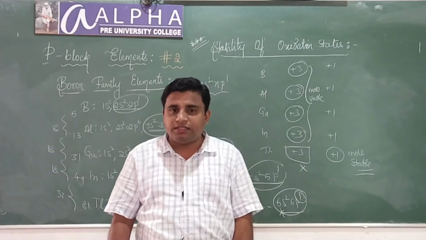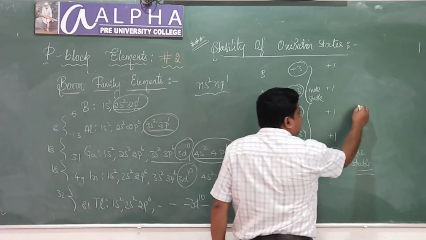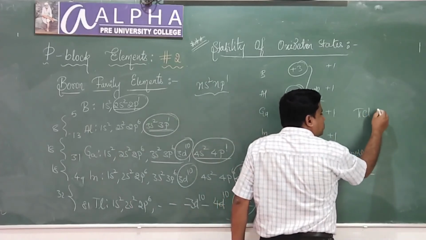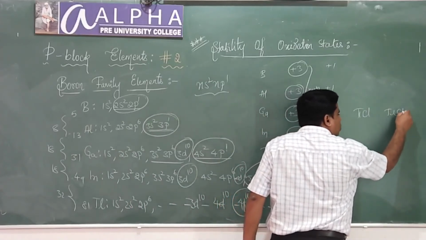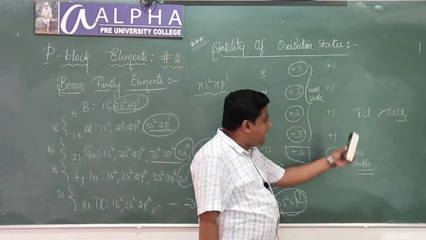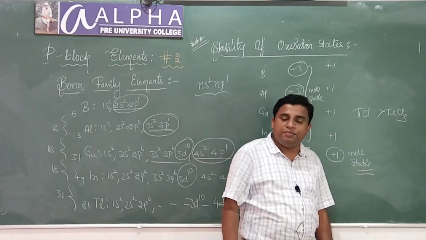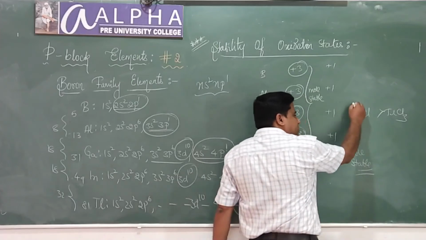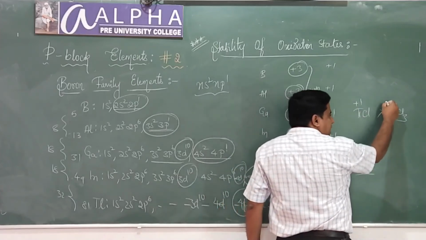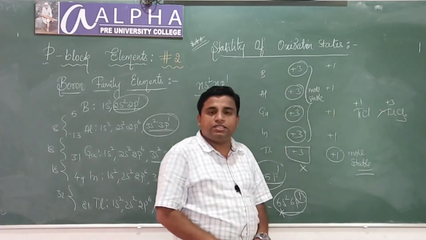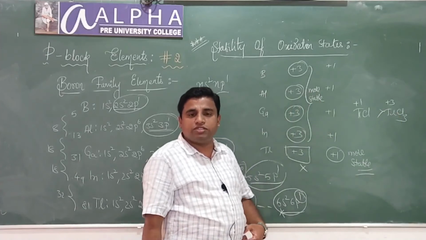I hope you will remember this. So I can say thallium chloride is more stable than thallium trichloride, correct? Here thallium is in which oxidation state? +1 oxidation state. And here, thallium is in which oxidation state? +3 oxidation state.